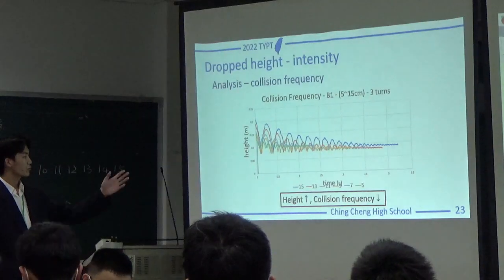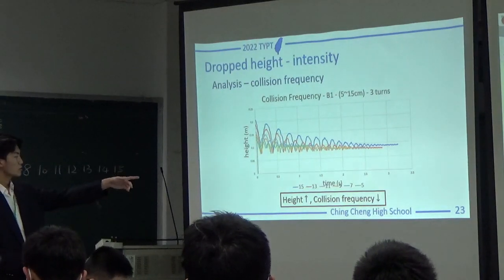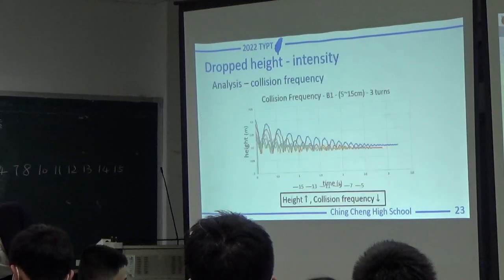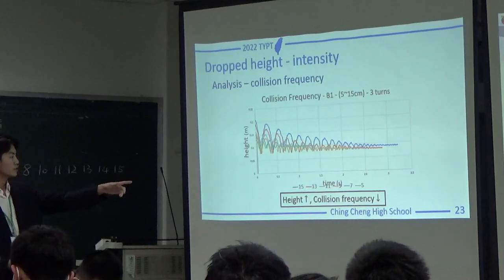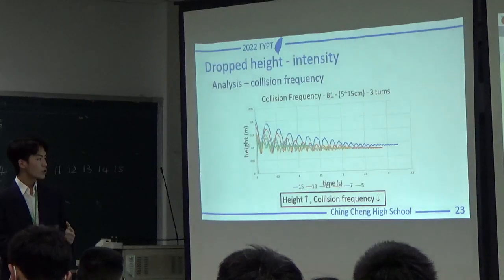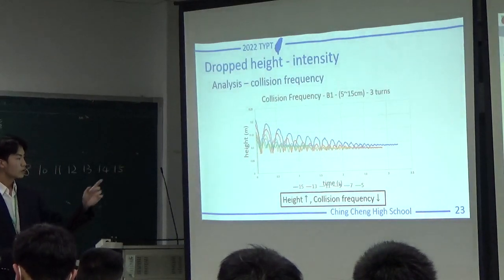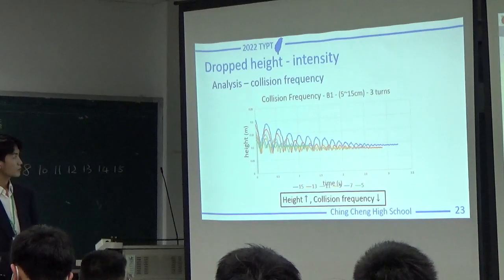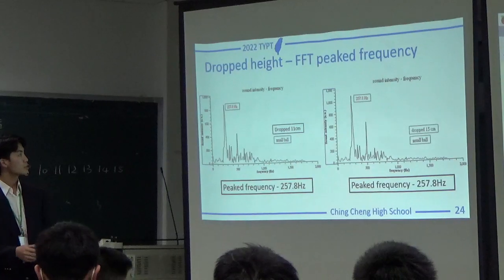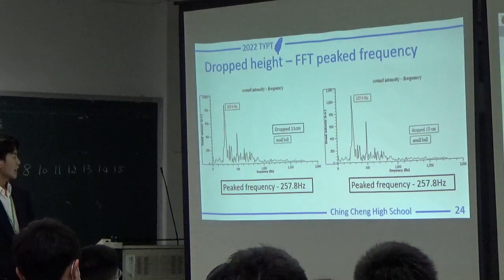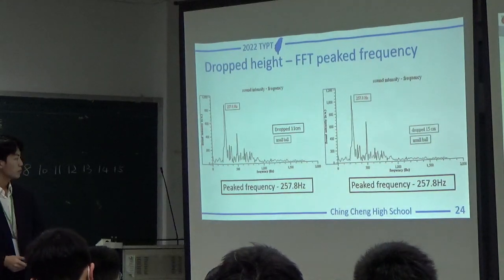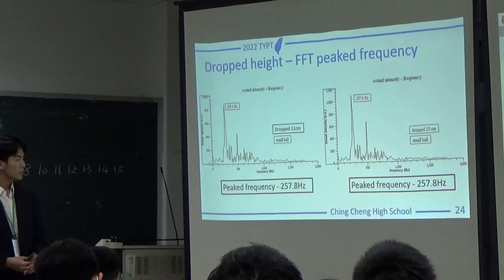Now I move on to collision frequency. So the blue line is when we drop from 15 centimeters, and the red is from 13 centimeters. And we can see that because the higher we drop the ball, the higher its initial potential energy, so the collision frequency will be lower. And then I use the fast Fourier transform to get the peak frequency of our sound. And we can find that no matter how we change the height, it will always have the same peak frequency of 257.8 Hertz.